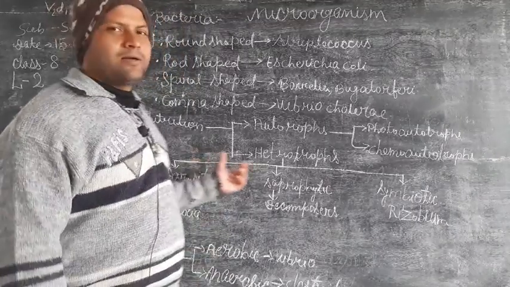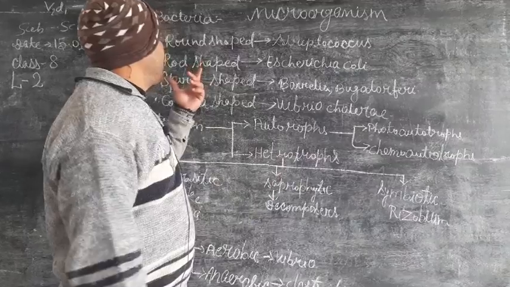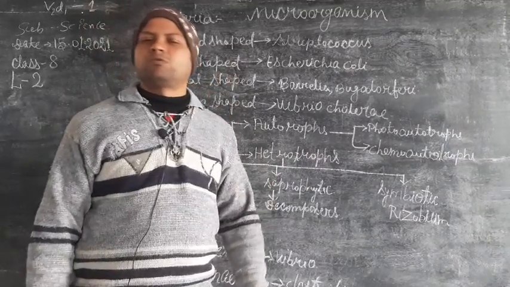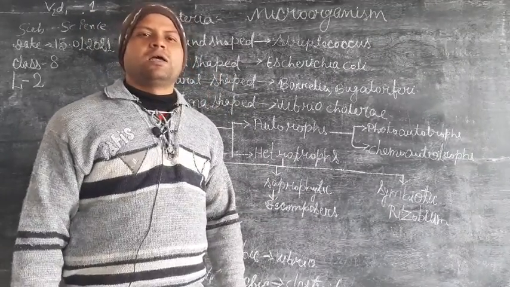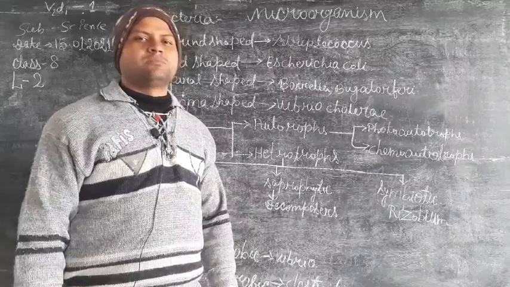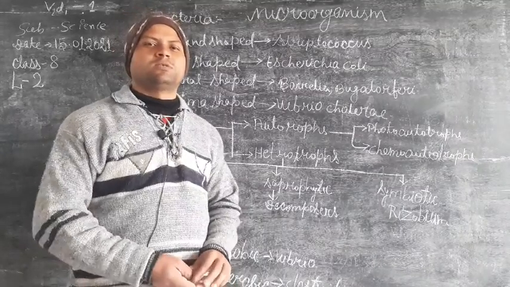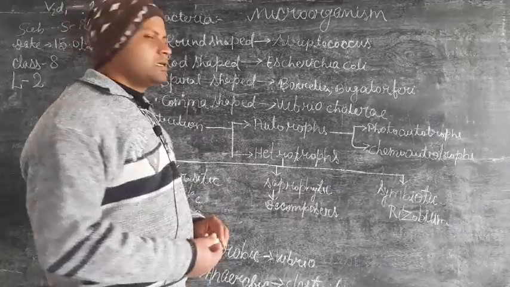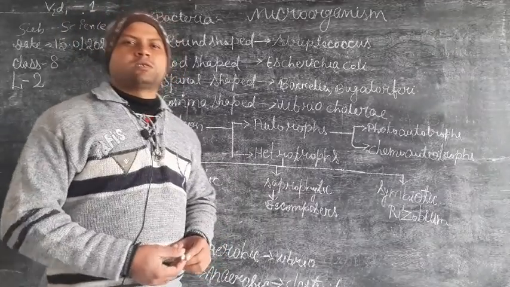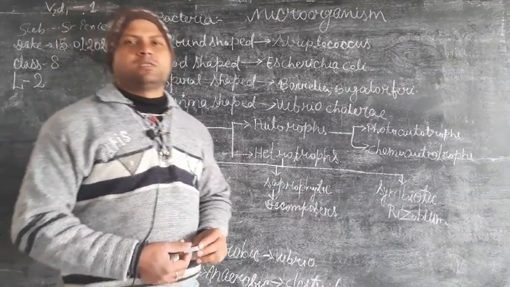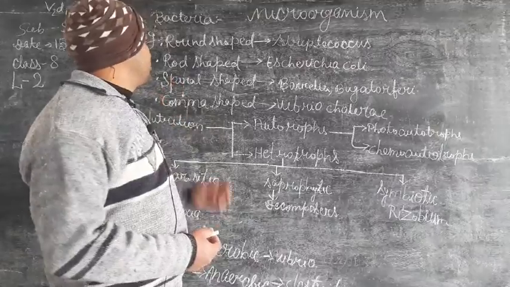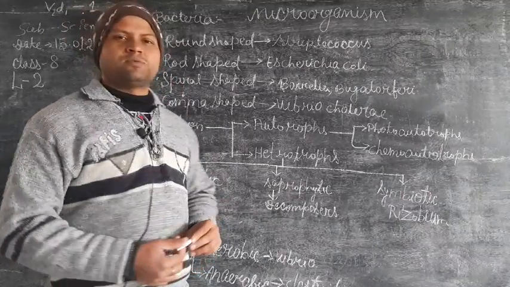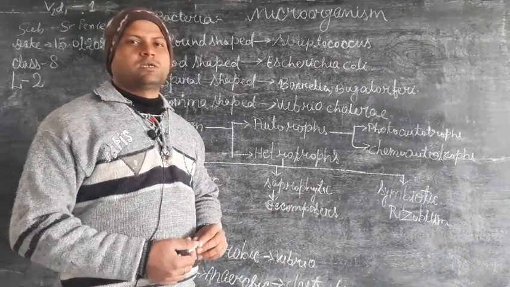In this video, I am here with bacteria, and in previous classes I have told you about bacteria and many types of organisms. Here I am going to give you some examples about it. Now look here, bacteria. There are four types of bacteria: round shaped, also called spherical shaped, rod shaped, spiral shaped, and coma shaped bacteria.